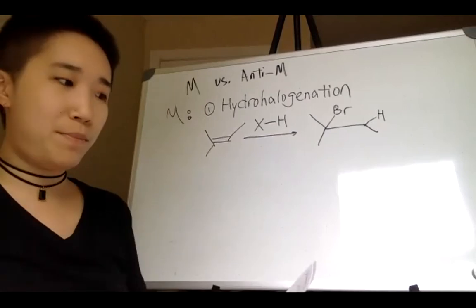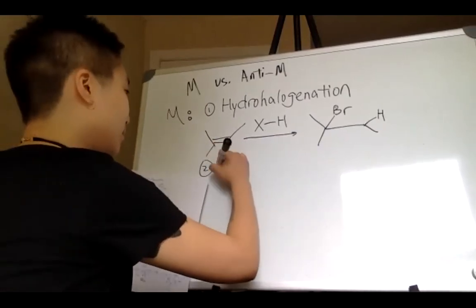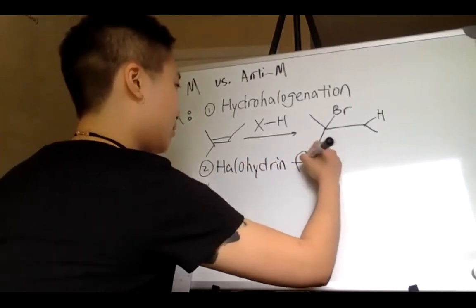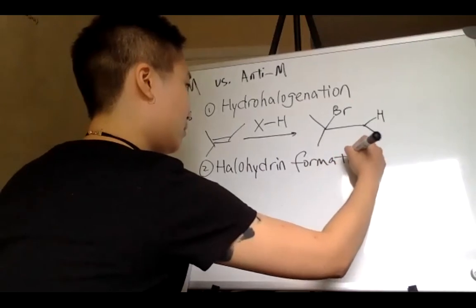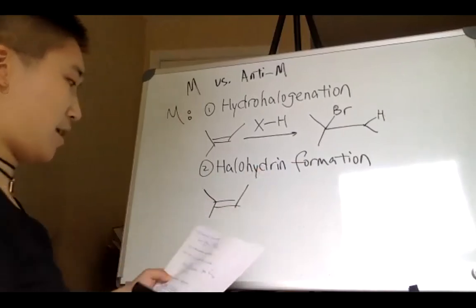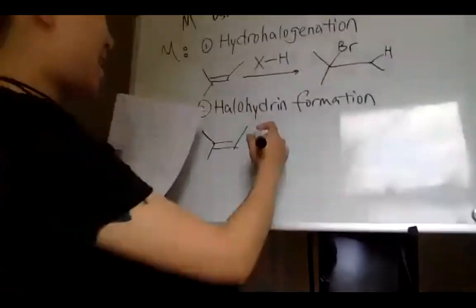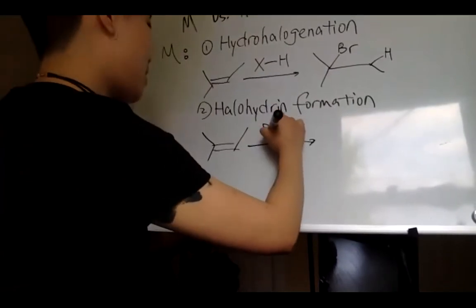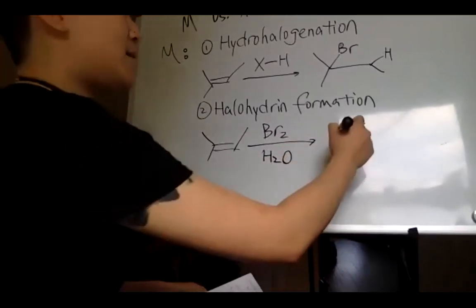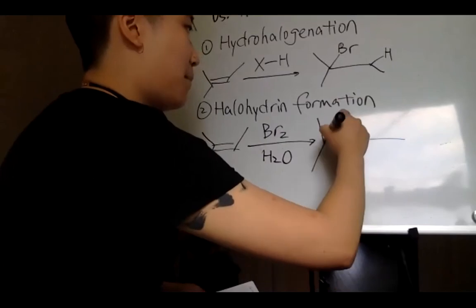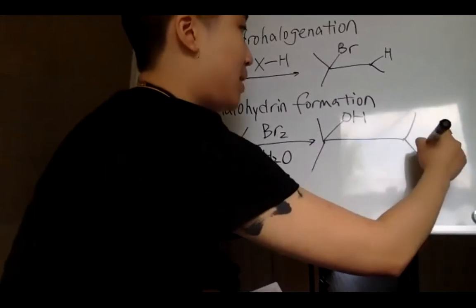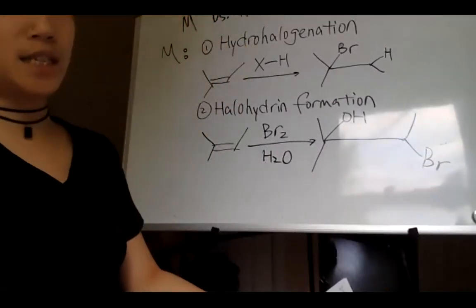A second example would be halohydrin formation. Again, I'm going to take the same simple asymmetric alkene, and I'm going to add Br2 and H2O. So in this example, my OH is going to end up on the more substituted carbon, whereas my Br is going to end up on the less substituted carbon.